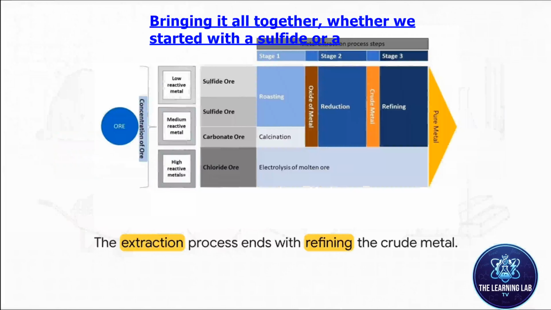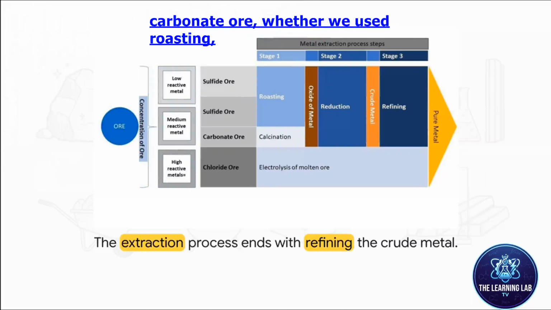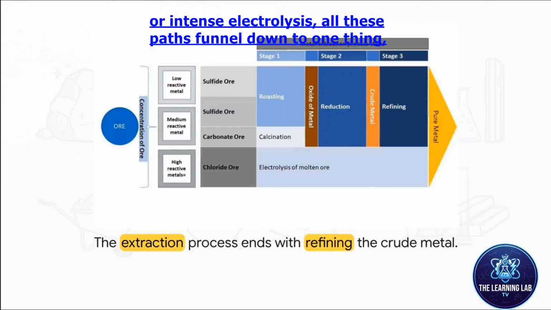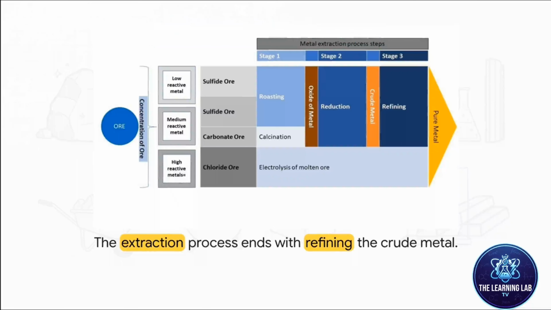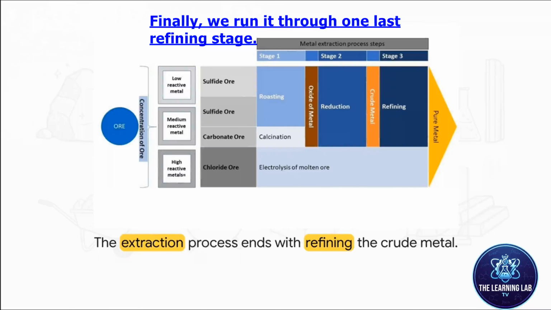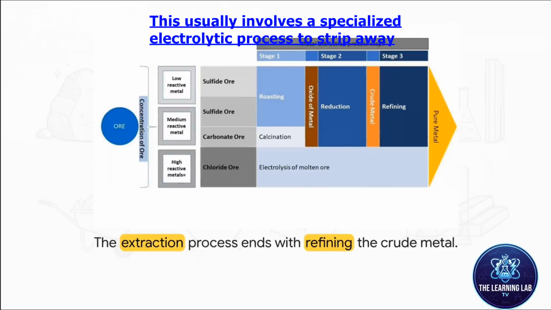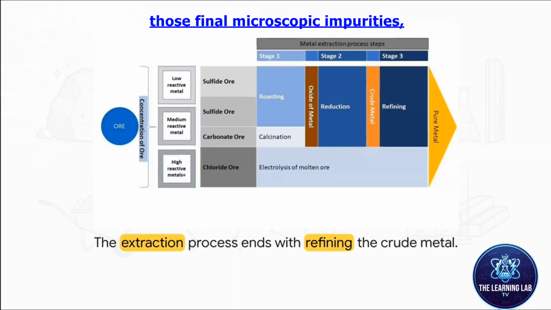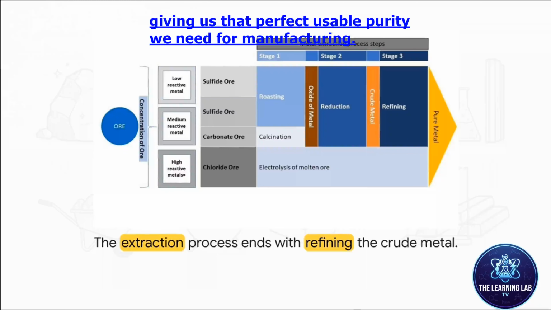Bringing it all together, whether we started with a sulfide or a carbonate ore, whether we used roasting, calcination, simple carbon reduction, or intense electrolysis, all these paths funnel down to one thing: crude metal. Finally, we run it through one last refining stage. This usually involves a specialized electrolytic process to strip away those final microscopic impurities, giving us that perfect, usable purity we need for manufacturing.